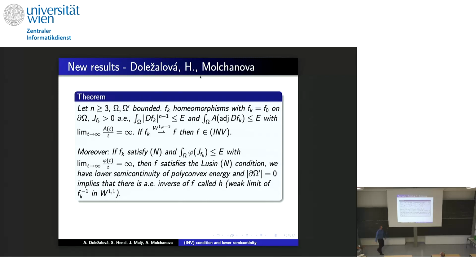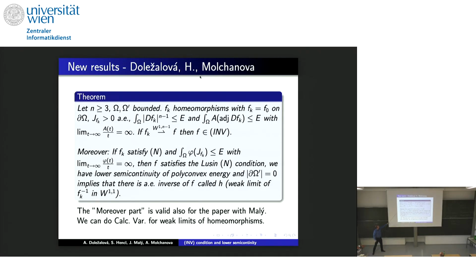We really have the inverse in the sense that F composed with H(y) equals y almost everywhere, and the other way, H(F(x)) equals x for almost every x. So the mapping is invertible and the inverse is in W^{1,1}. And your H is the W^{1,1} weak limit of F_k inverse. So the most important thing: under some additional reasonable assumptions, you have lower semicontinuity. And this moreover part also holds for the previous paper of Jan Malý.